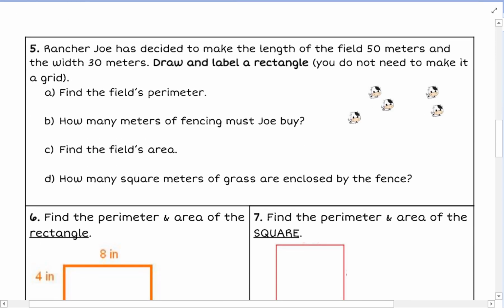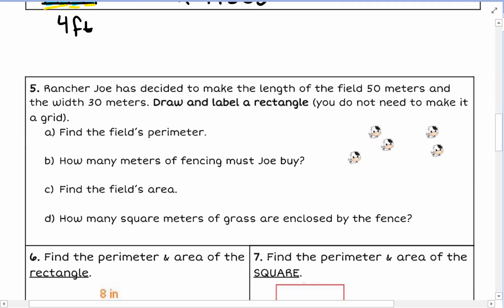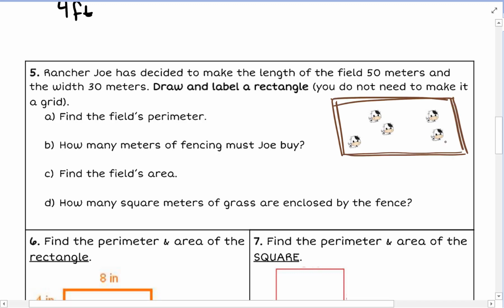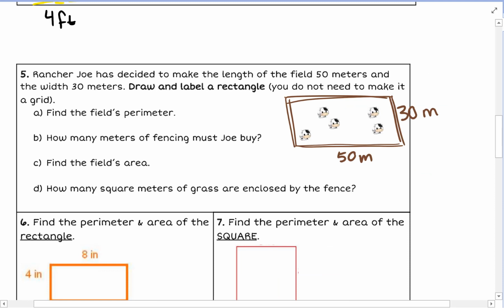And that's perfectly fine. You can multiply the length and the width to get the area. All right, Rancher Joe has decided to make the length of the field 50 meters and the width 30 meters. Draw and label a rectangle. You do not need to make it a grid, so we don't need to put the little squares in it. Hey, look at the little cows. Let's build our fence around the little cows. And the dimensions are 50 meters by 30 meters. Find the field's perimeter.